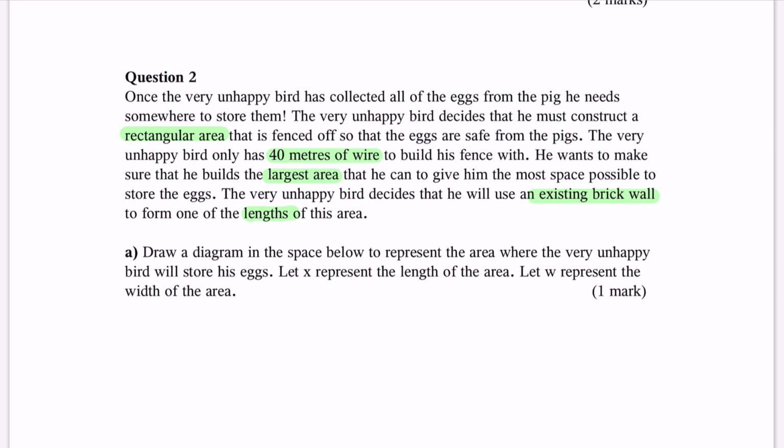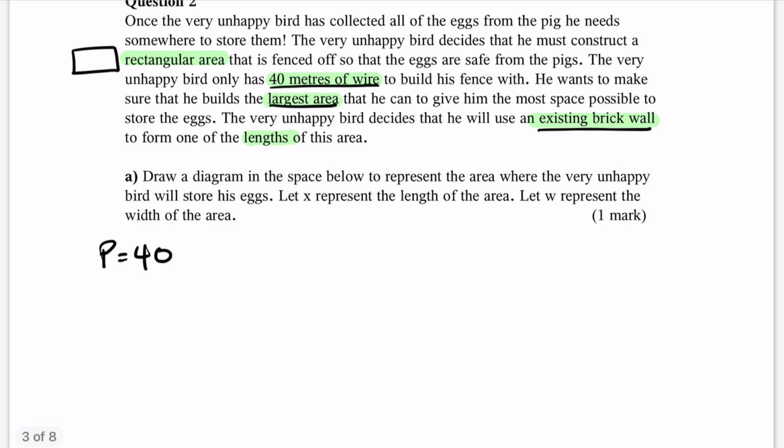The very unhappy bird decides that he will use an existing brick wall to form one of the lengths of this area. Okay, so after we've highlighted, or while you're highlighting, what I would do is annotate. So I would either draw things or I would write what information has this given me. So for example, rectangular area, I know it seems obvious, but I'm just going to draw a rectangle. This one's probably more important. 40 meters of wire tells me that the perimeter is equal to 40 because that's going to be the total amount that I can use. He wants to make sure that it's the largest area. We'll probably need that a little bit later. And the existing brick wall to form one of the lengths. So this is where the rectangle comes in place.